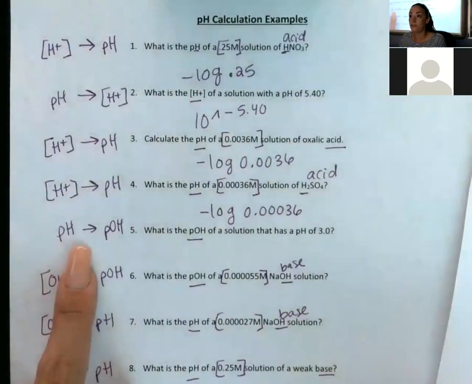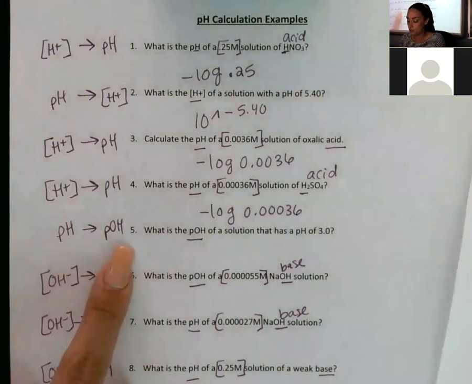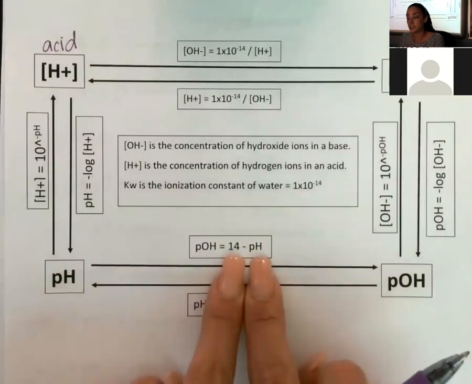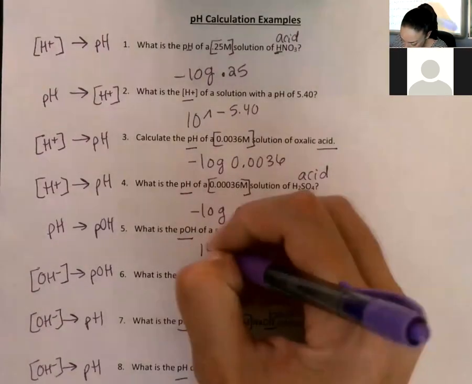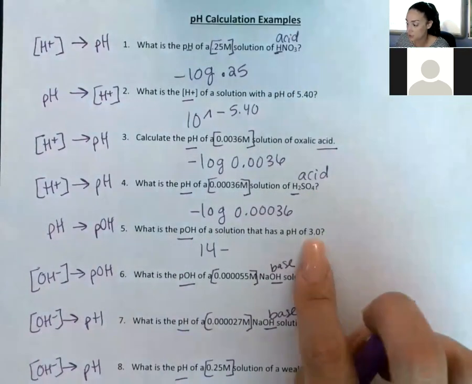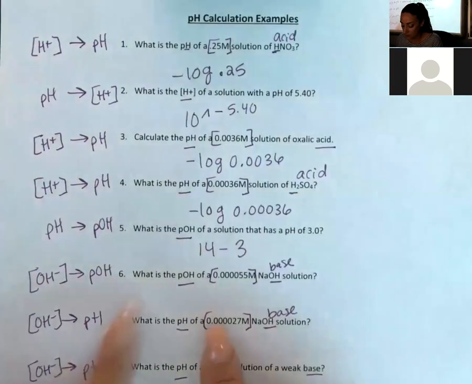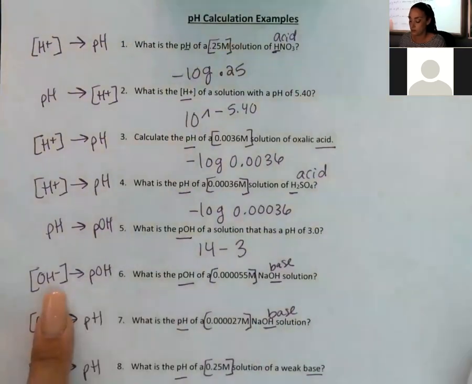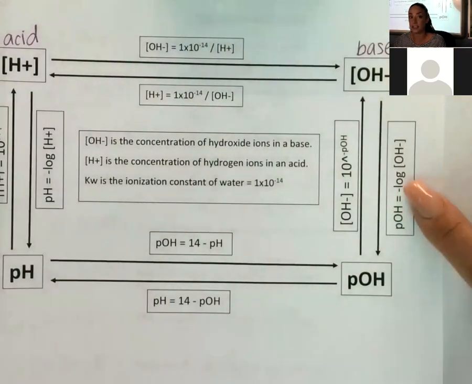On number 5, we're going from pH to pOH. So on your chart, from pH to pOH, it's going to be 14 minus the pH. Okay. So 14 minus the pH is 3. Okay. On number 6, we're going from OH to pOH. OH down to pOH. So you're going to take the negative log.